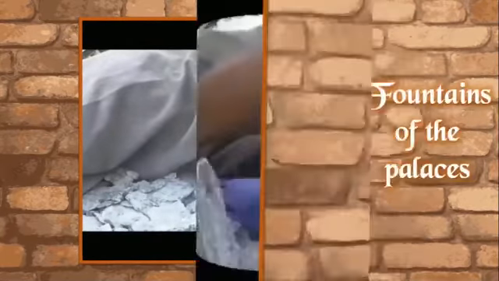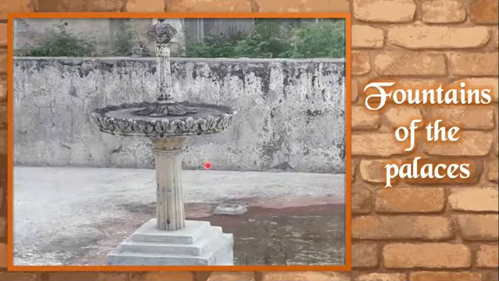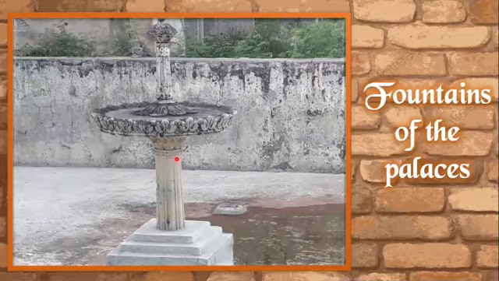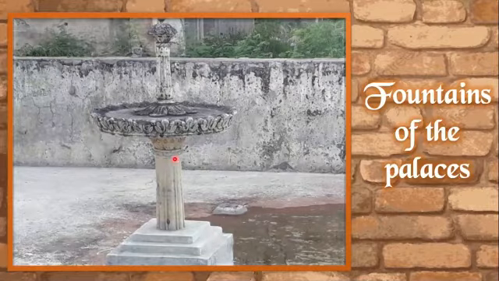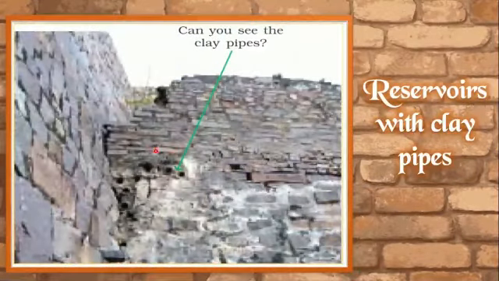Okay. Now there are many fountains in the palaces like this. They made these fountains in their gardens and also on the roof of the palaces. Children, do you know how these fountains worked on the roofs? And where do they get water from? The fountains got water from these reservoirs.